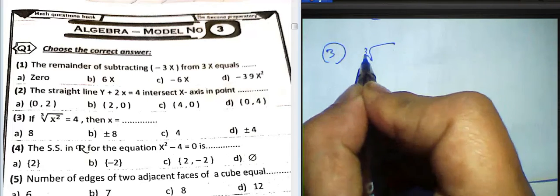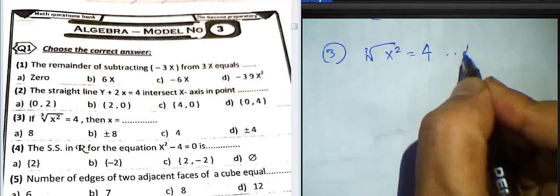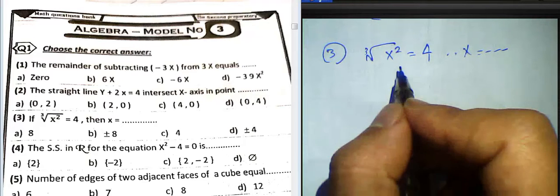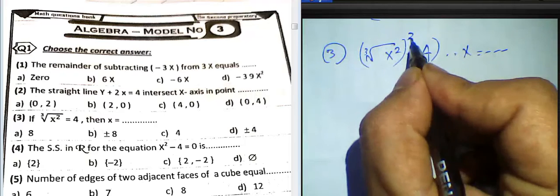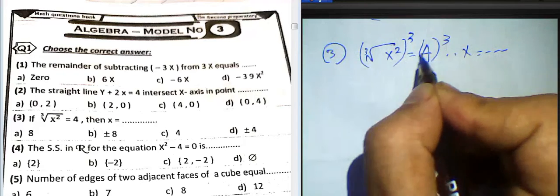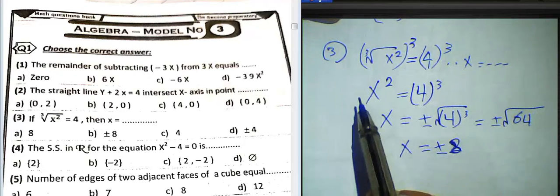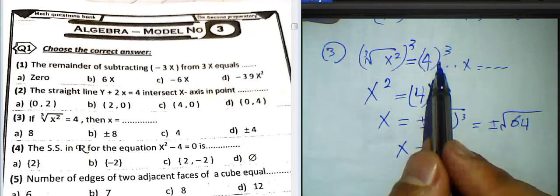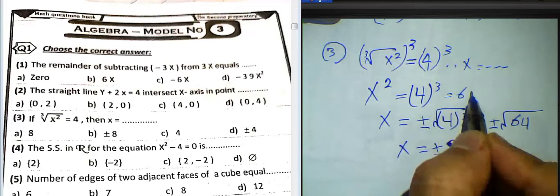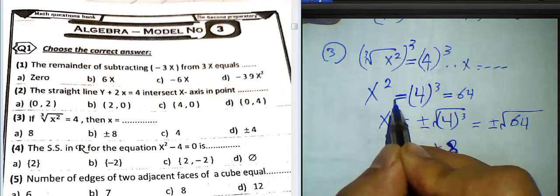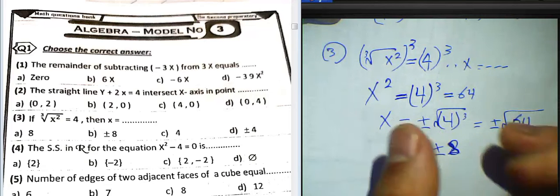Question number 3. If the cubic root of x power 2 equals 4, then x equals what? We can cancel the cubic root by putting power 3 on the left hand side and the right hand side. The result will be x power 2 equals 4 power 3, equals what? 4 power 3 equals 64. Okay, don't forget this example. I explain it again so you know all the steps.